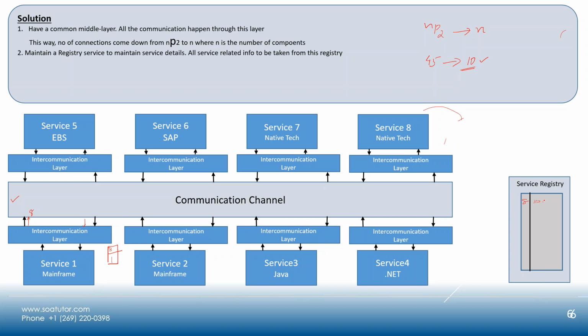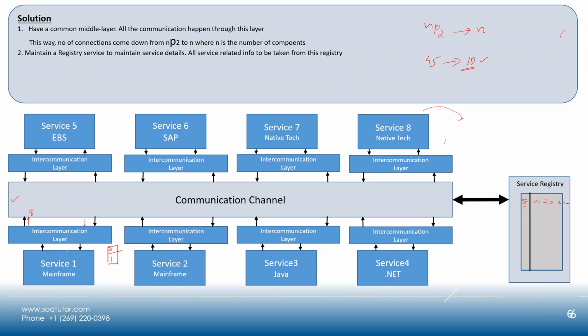It wouldn't be like this, but I'm just telling you. So it would be something like this. So service name and then service address, say 10.20.30.40. Okay, so in my request I would just use a logical name. Okay, so I will say service 8.